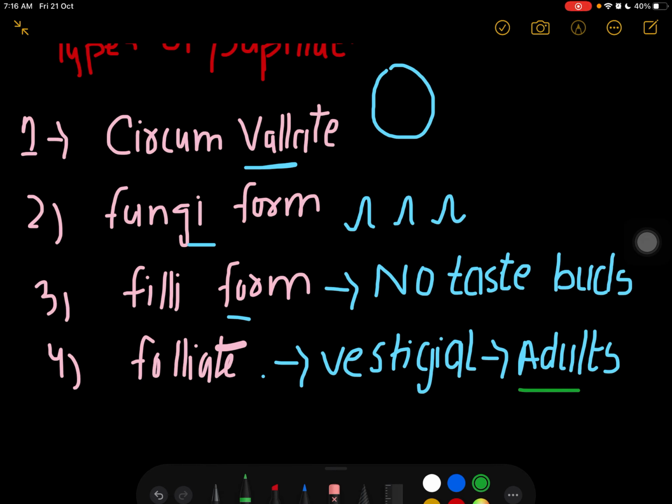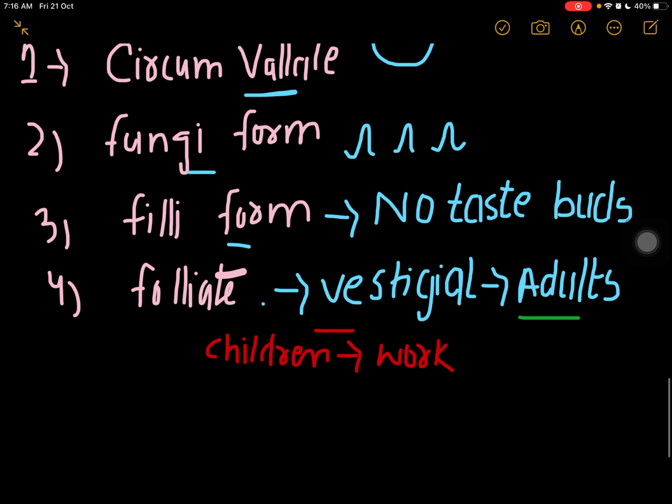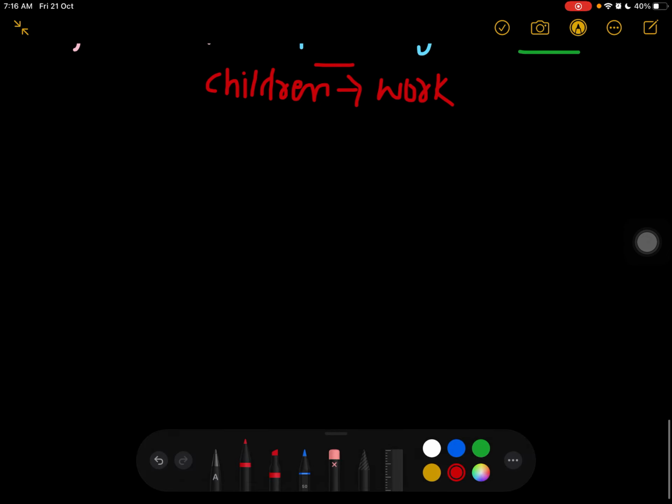What does that mean? It means that in old age, or billions of years ago, maybe they were working, but now they are not. In children they work; they are not vestigial in children. But when the children grow into adults, these foliate papillae will not work, and they will be known as vestigial papillae, right? So now let's talk about the structure of the tongue.